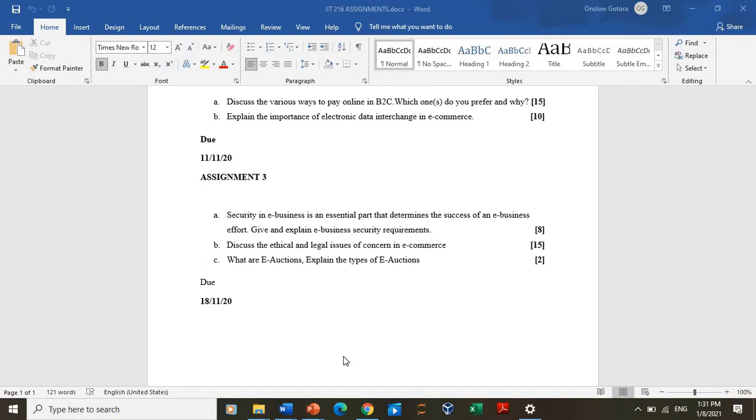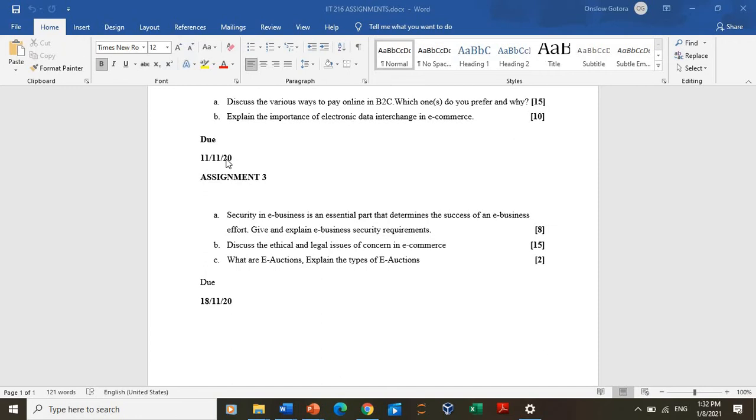Then this one, 90% of you got it wrong. Explain what are e-auctions. Explain the types of e-auctions. Of course, that question was quite a bit of trouble. For an assignment it was okay, but for an exam it wasn't good. In terms of mark allocation, what are e-auctions? 1 mark. Explain the types of e-auctions.